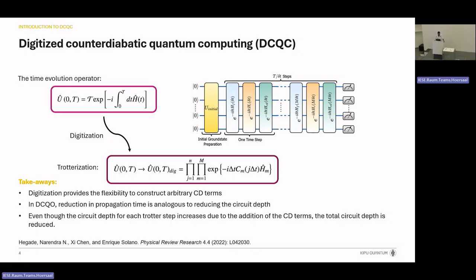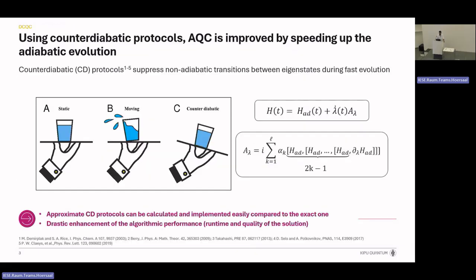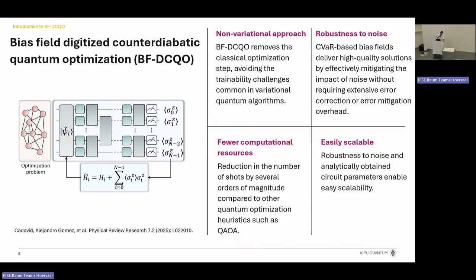But still, there is one problem now. As you increase the system size, the excitation probability is exponentially large. I mean, it is larger. So only considering the first order nested commutator is not enough. So we came up with a protocol for that.